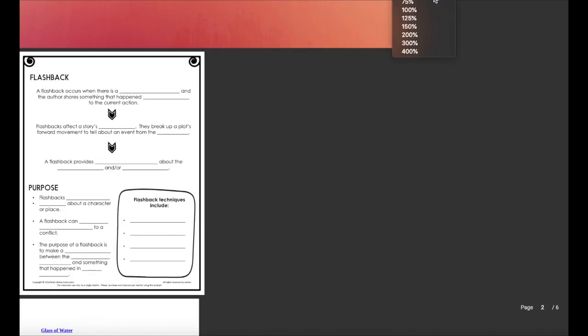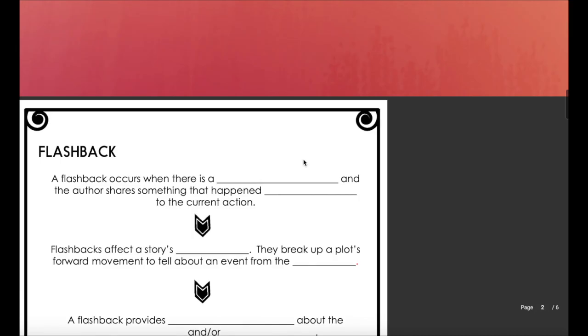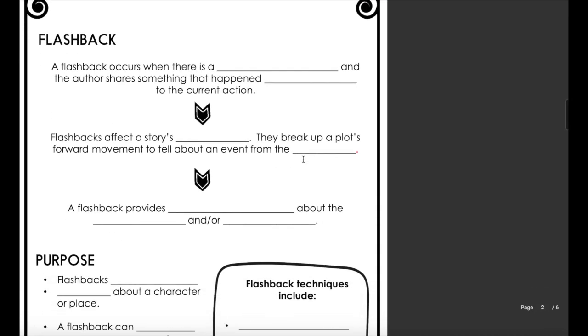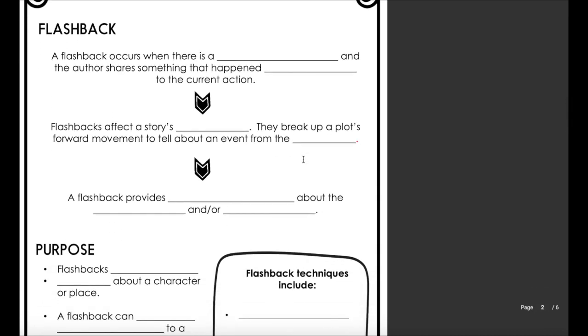Let me make this 100% here. There we go. So what is a flashback? We talked about that literary element. In this chapter, we are going to see Delphine have a flashback. And so we really need to talk about what a flashback is so that we can understand why the author is doing this. And she does this a lot throughout this book.